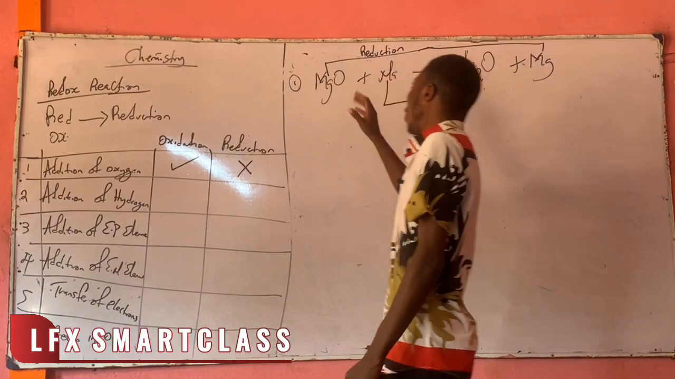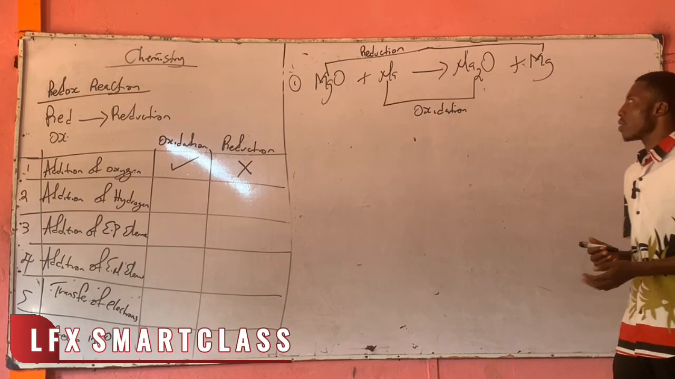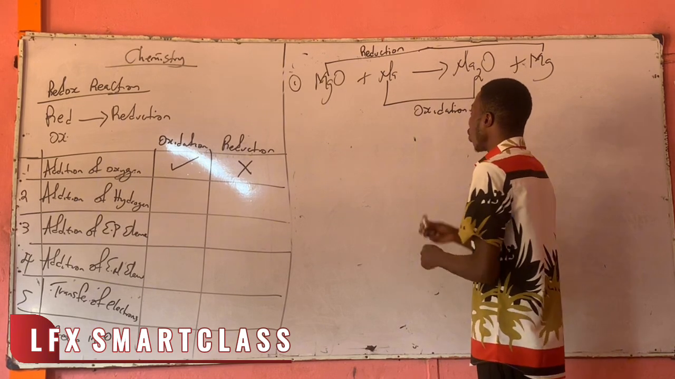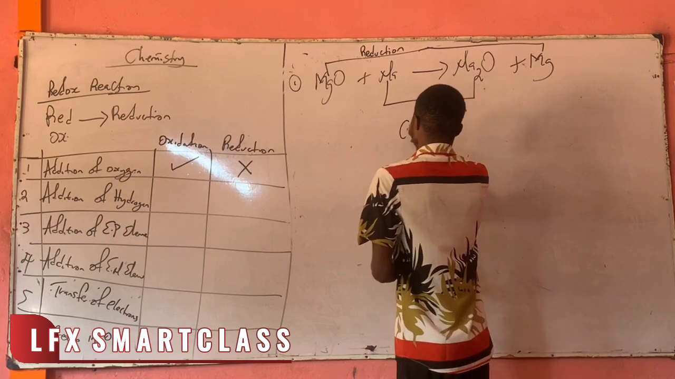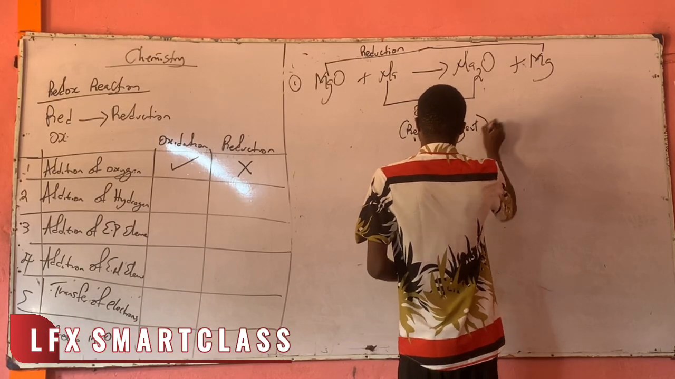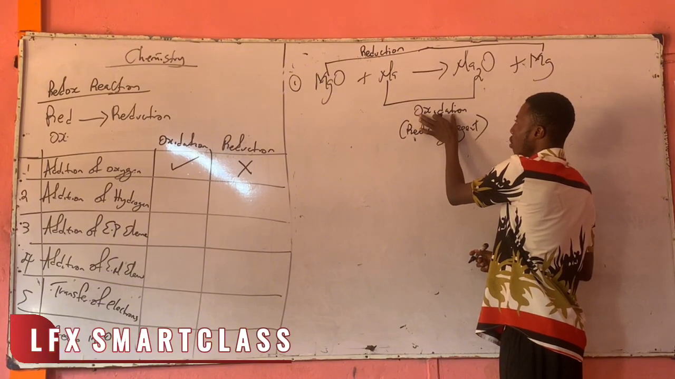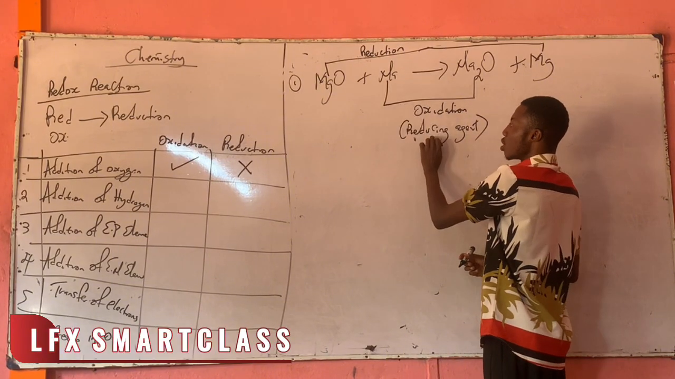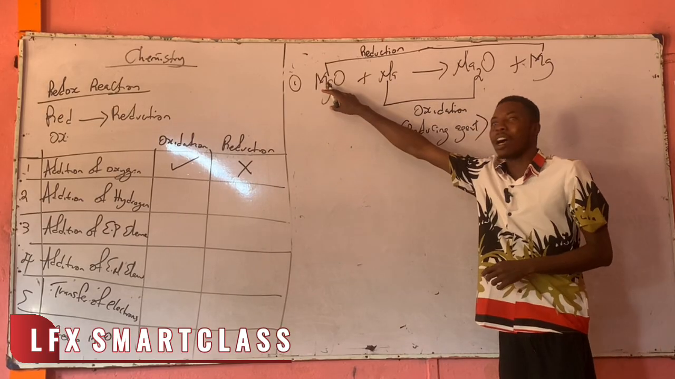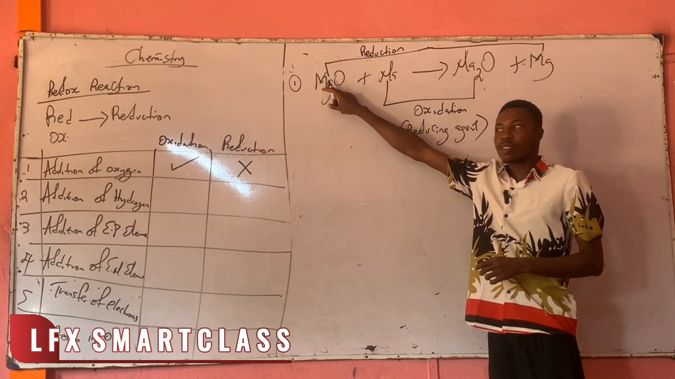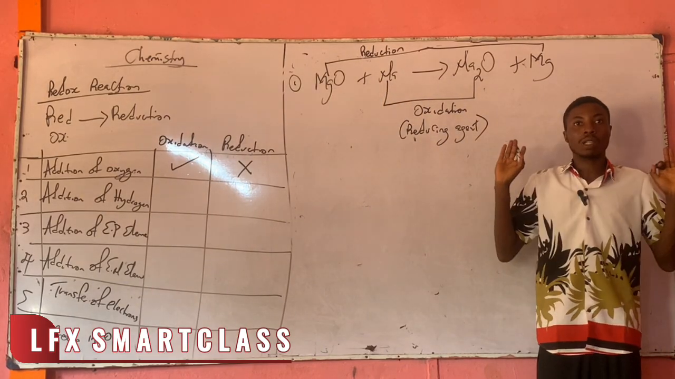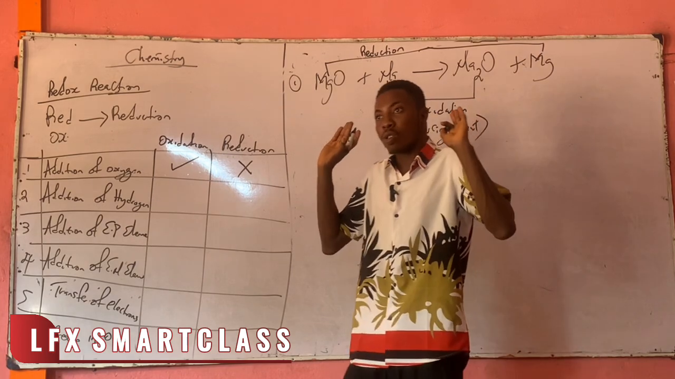Now, let's talk about agents in reduction and oxidation. Anything that causes a reduction reaction is called a reducing agent. So here, what caused the reduction was sodium, right? So it was a reducing agent. It was this particular sodium that made magnesium to be reduced. Without sodium, this magnesium would have been alone. It shouldn't have even been reduced at all.